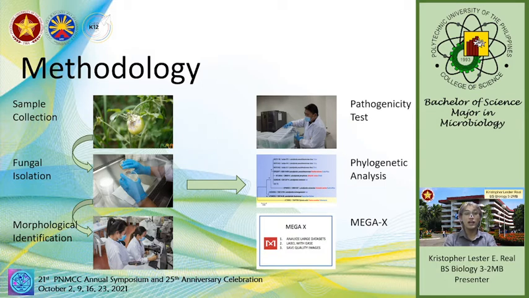The isolate then underwent pathogenicity test and phylogenetic analysis, which was done using the ITS barcode and compared to the reference sequences of Lasiodiplodia species from published literature. Lastly, using the MEGA X application, multiple sequence alignment was done as well as the construction of the phylogenetic tree.